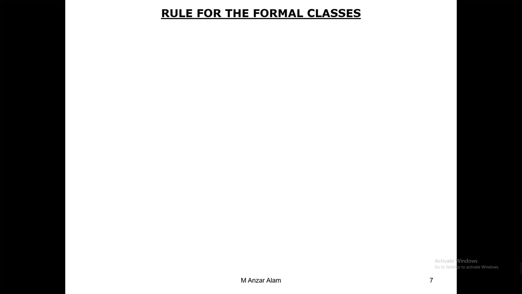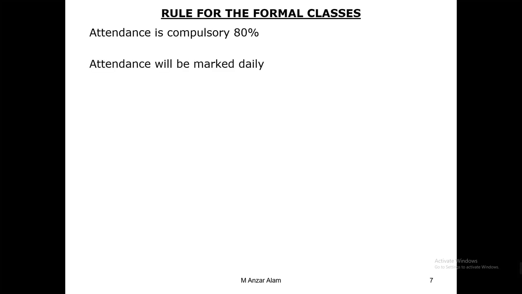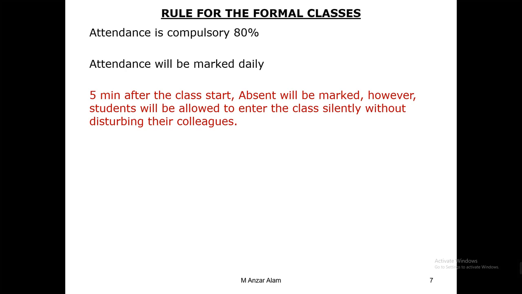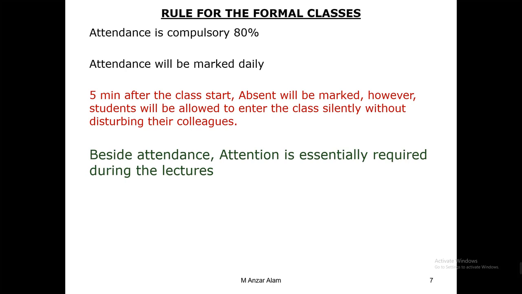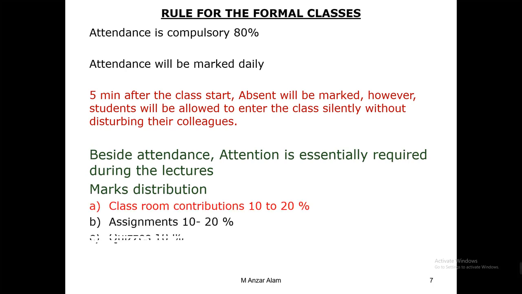Okay, now something about the rules for the formal classes. These rules were set for on-campus, physical classes, but we have to go through them, because it may be possible that after midterm your class will become on-campus. Some of the rules also apply to online classes. For example, attendance is compulsory, 80%. Attendance will be marked daily. Five minutes after the class starts, absent will be marked. Besides attendance, attention is essentially required during the lecture.